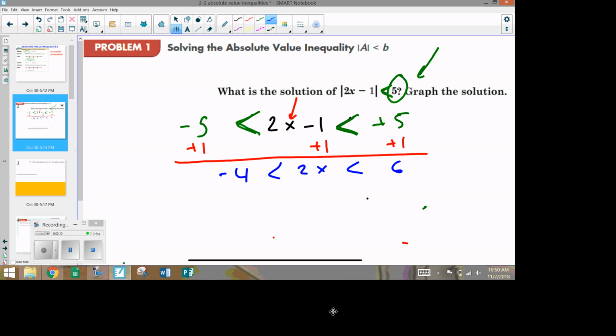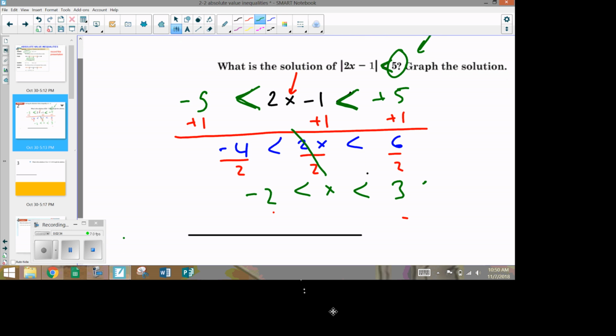What is the next step? Divide by 2. All three areas divided by 2. Now, the 2's cancel out. X. Drop these down here. 6 divided by 2 equals 3. Negative 4 divided by 2 equals negative 2. Now we're going to graph it.